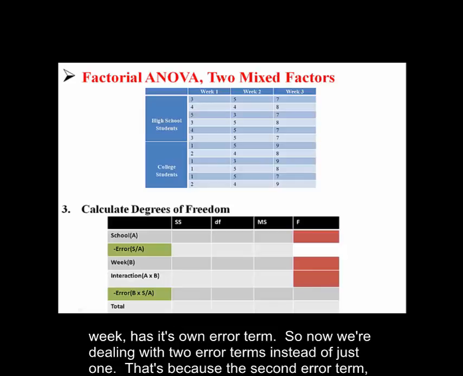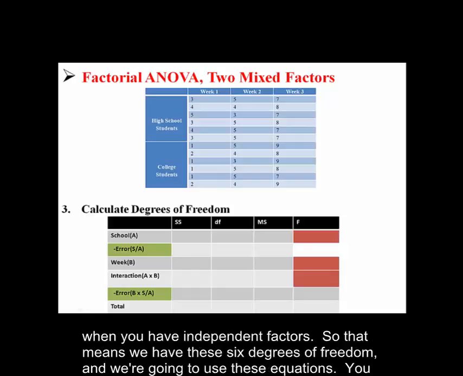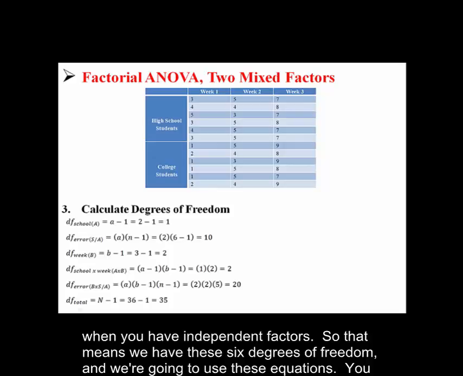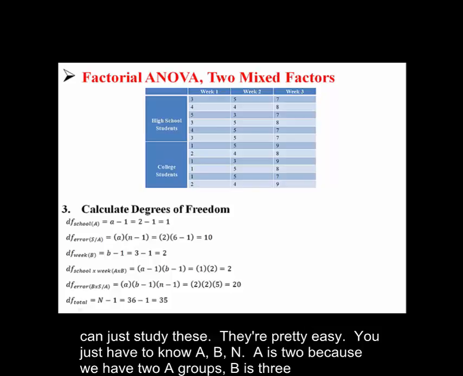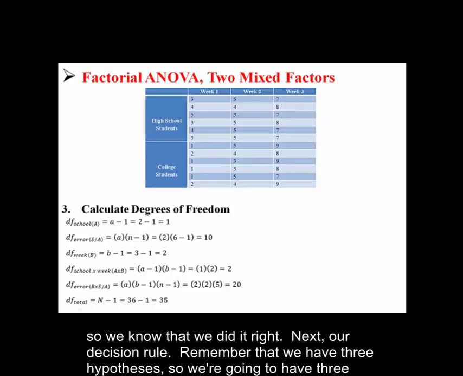That's because the second error term, remember, is for a dependent variable, so it is going to account for the consistent variability between subjects that isn't accounted for when you have independent factors. So that means we have these 6 degrees of freedom, and we're going to use these equations. You can just study these, they're pretty easy. You just have to know A, B, N. A is 2 because we have 2 A groups, B is 3 because we have 3 weeks, N is 6 because there are 6 participants in each cell. Pretty basic stuff. Everything adds up to 35, so we know that we did it right.